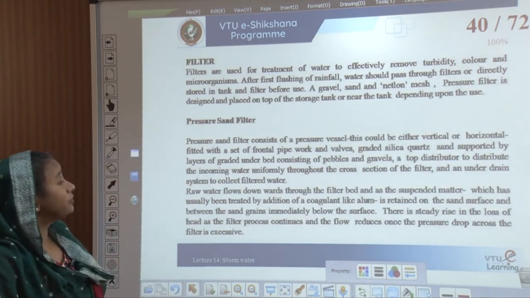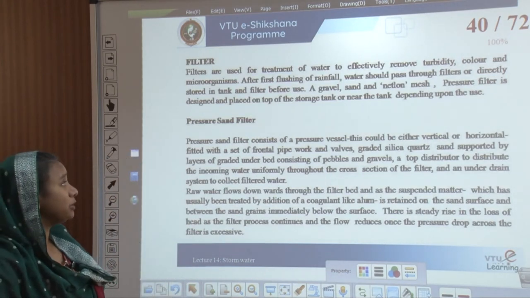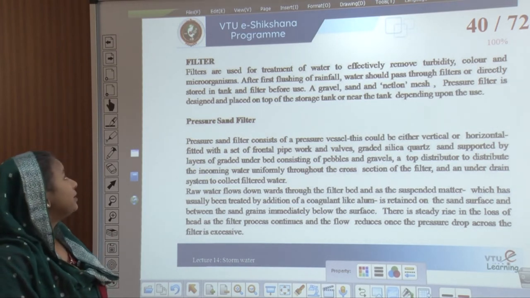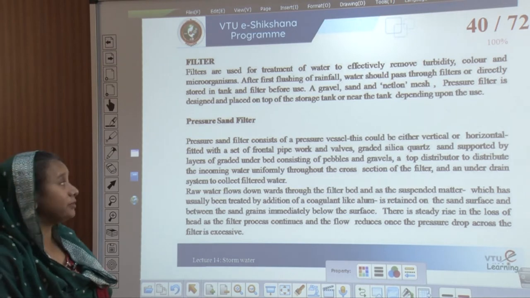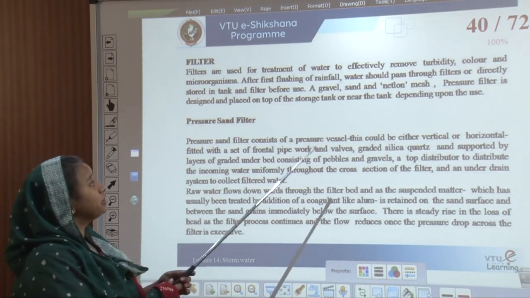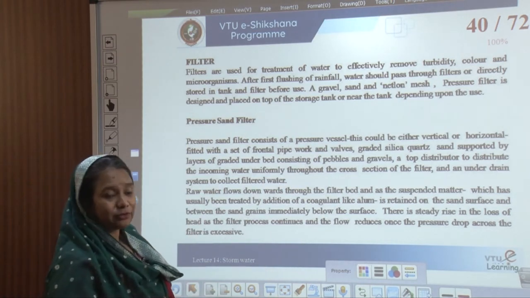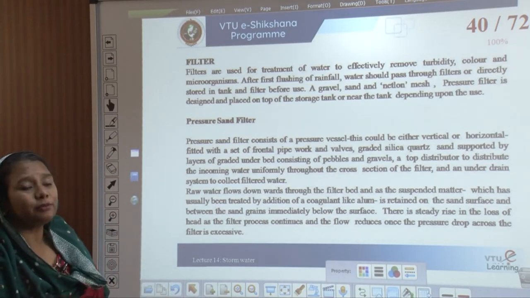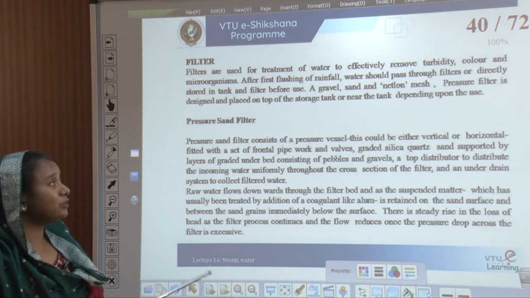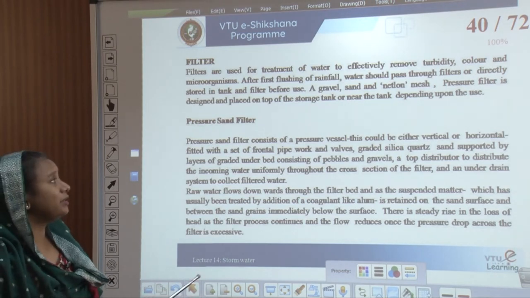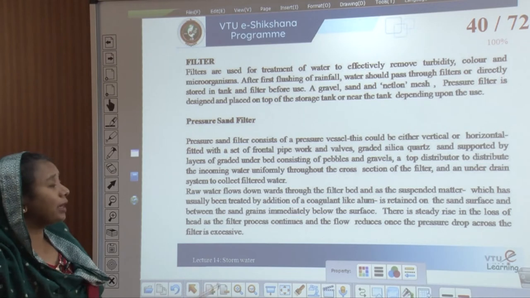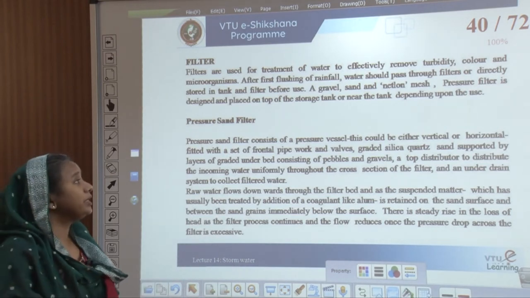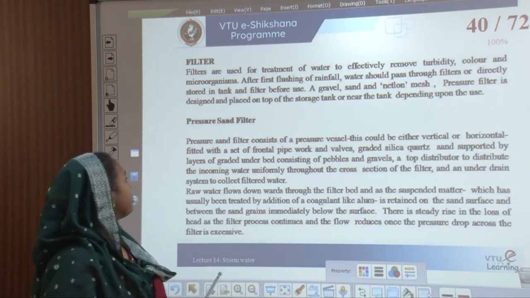Filter. Filters are basically used for treatment of the water to effectively remove turbidity, color, as well as any microorganisms. After the first flushing of rainfall, water passes through filters before being stored in the tank, and before usage. These filters would have gravel, sand, as well as a netlon mesh, and a pressure filter is designed and placed on top of the storage tank or near the tank, depending on the usage.